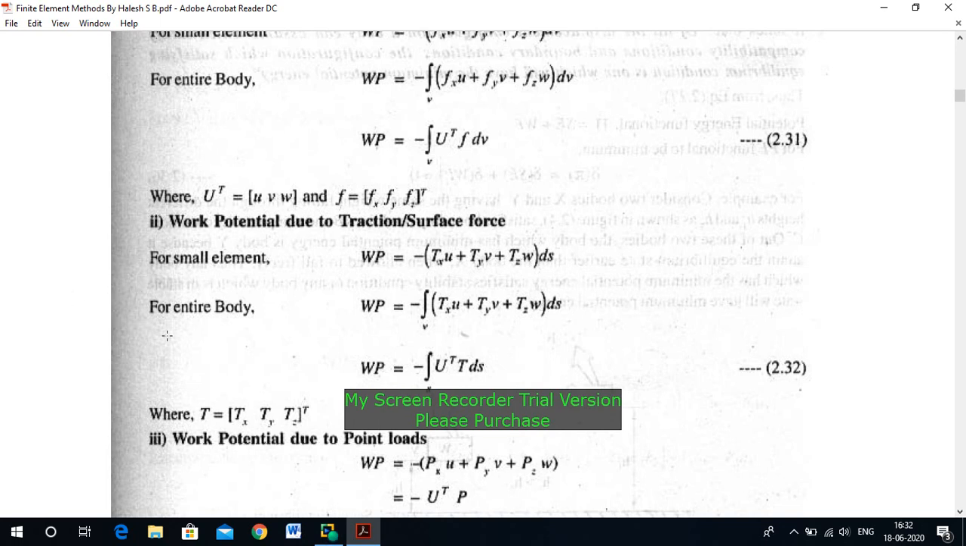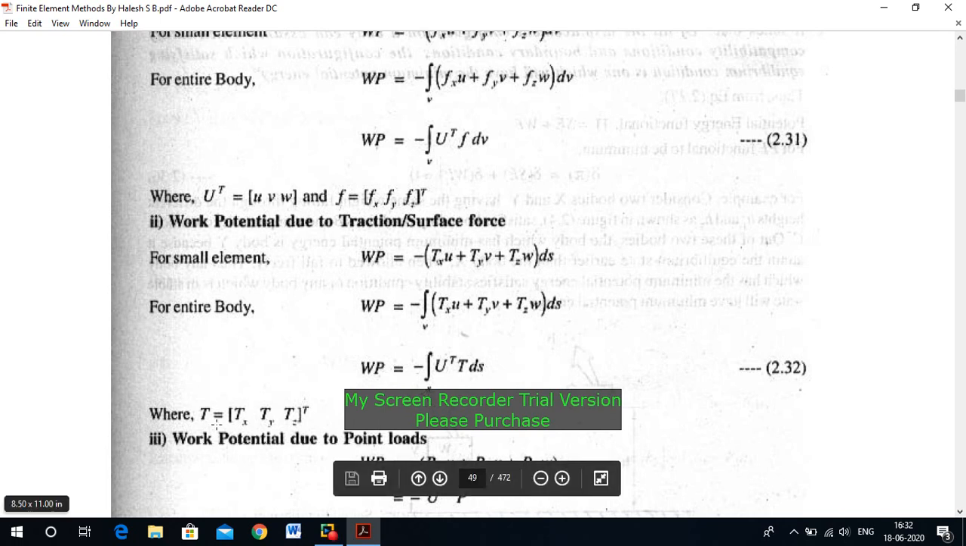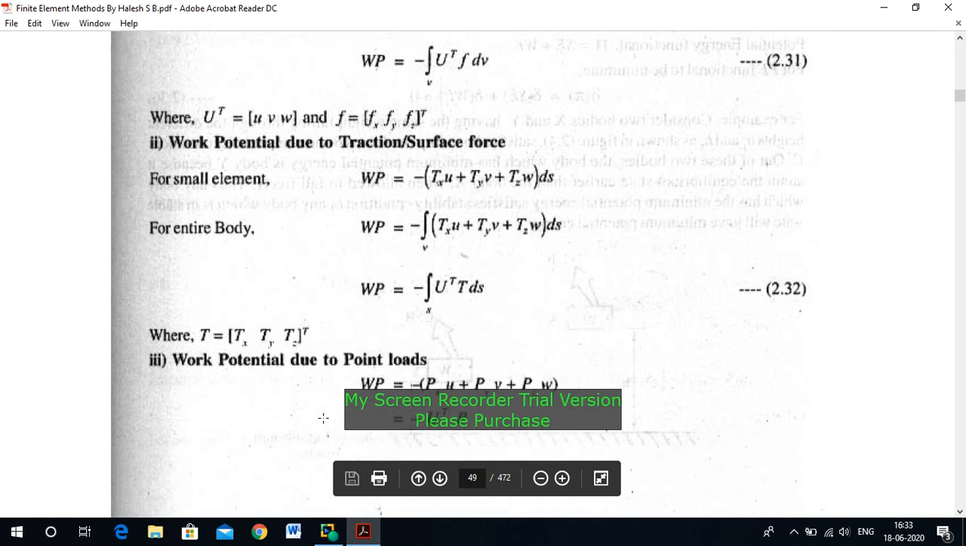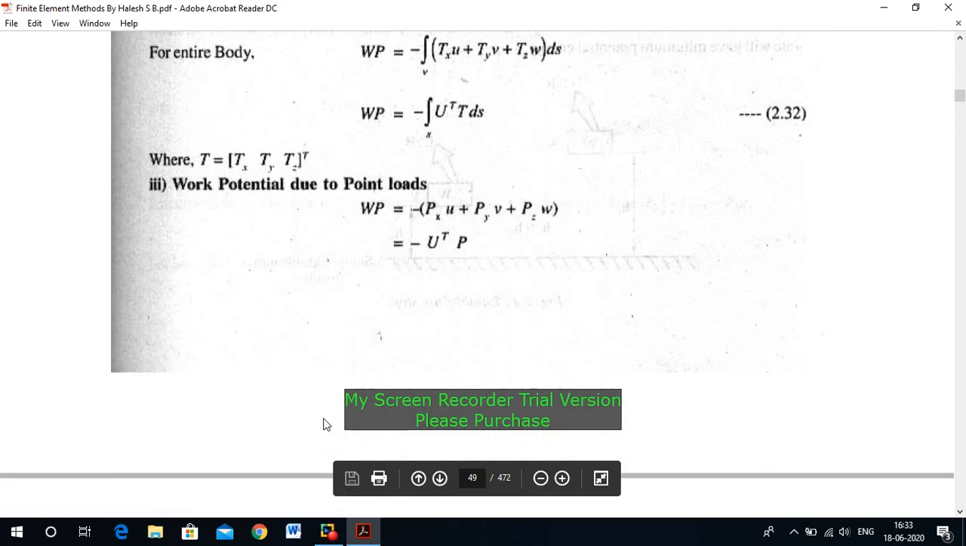So if you consider the entire body, the work potential due to traction or surface force is given by minus integration over S of Tx U plus Ty V plus Tz W into dS. Therefore, I can write this as minus integration over S of U transpose T into dS, where T is the traction force vector due to surface force, equal to Tx, Ty, Tz transpose.